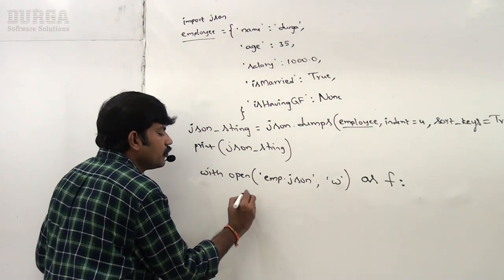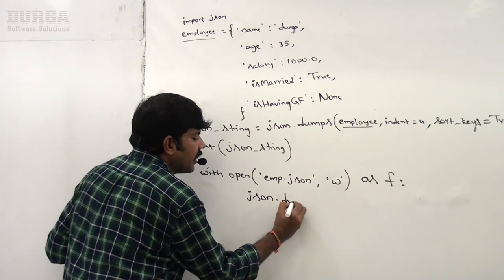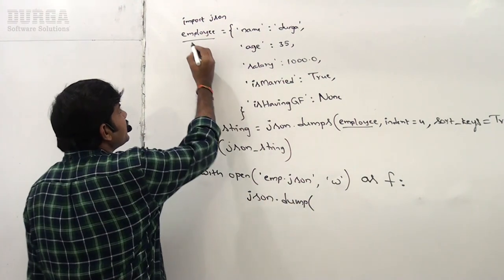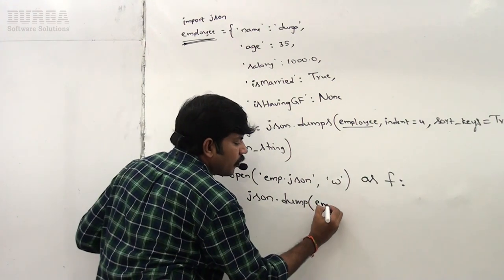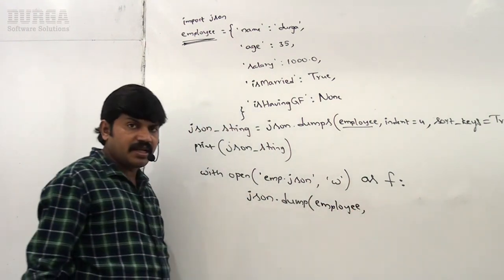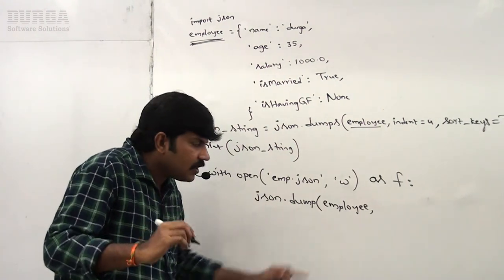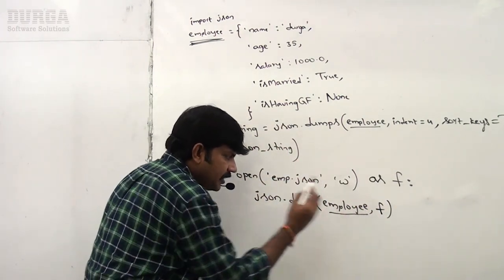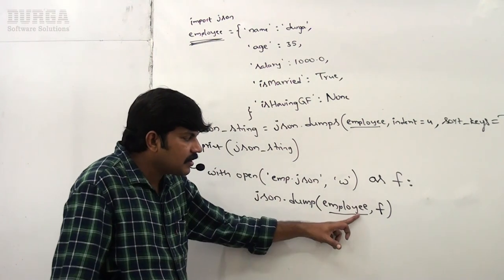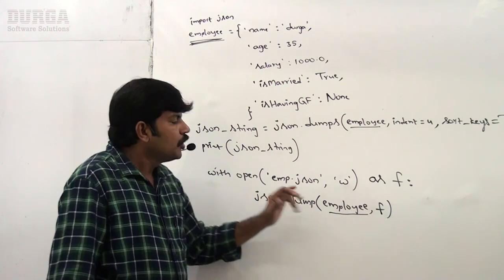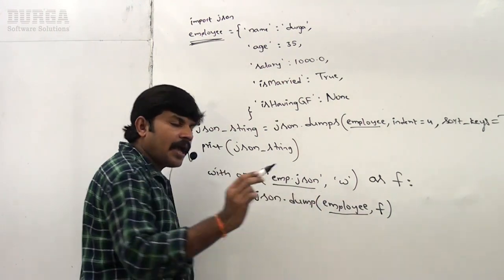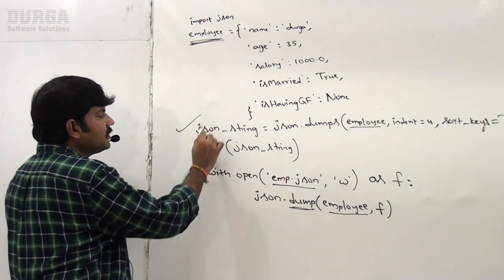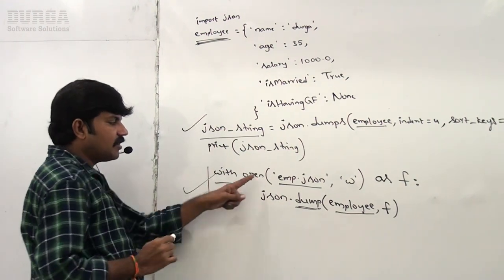Sir, now how can you do that, sir? The json module contains the dump function. So which dictionary do you want to convert to a string, sir? The employee dictionary I want to convert. Next, sir, to which file do you want to write? f. So convert this employee dictionary into a JSON string, and write that JSON to this file. If you open emp.json, the data will be there. Which function are we using, sir? The dump function. So serializing to a string, serializing to a file, this is the code you should be aware of, sir.